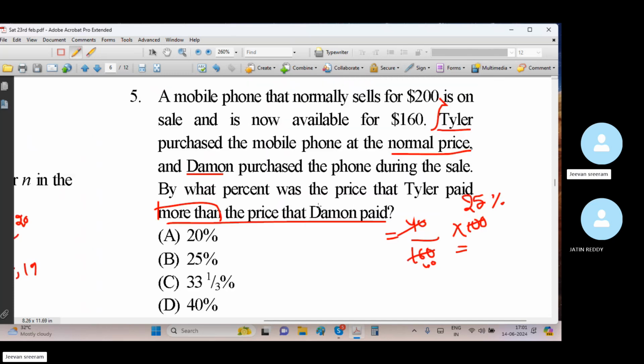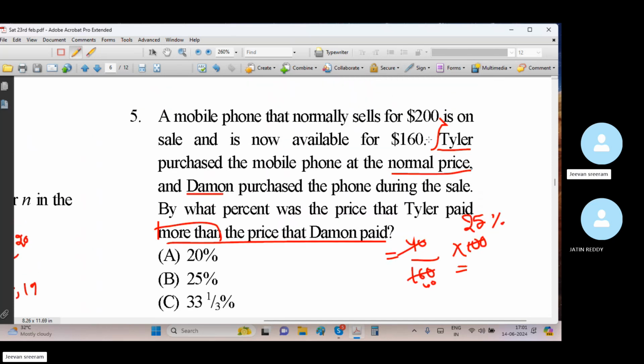How? I'll tell you. More, how much more? The price actually increased from 160 to 200, right? No, the price decreased, right? Please observe, buddy. He's asking by what percent the price that Taylor paid was more than Damon paid. Taylor paid more than Damon, which means for Taylor the price increased. So on which quantity did the price increase? 160. How much increased? 40. So 40 must be measured on 160, because the increase happened on 160. Have you got my point?